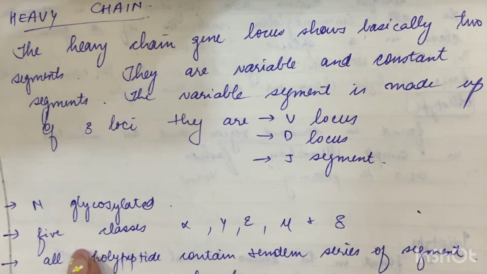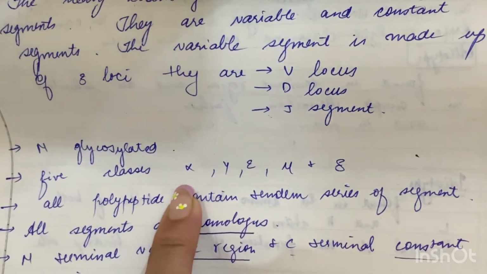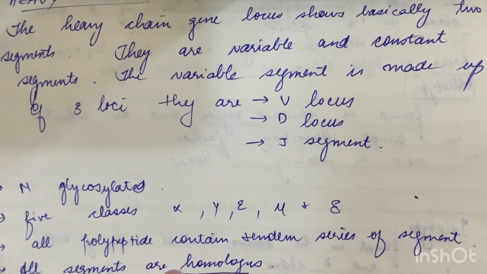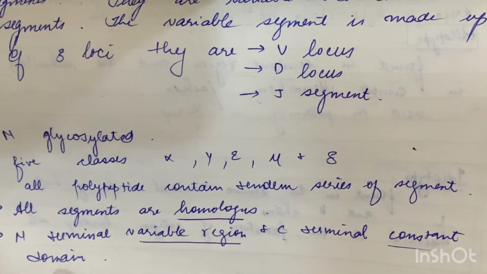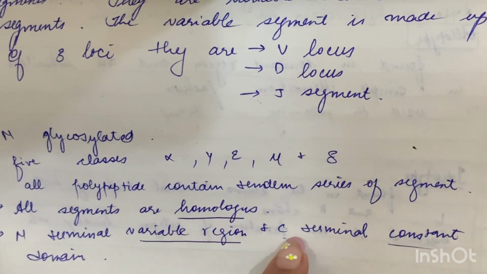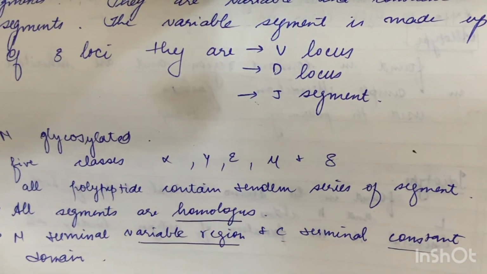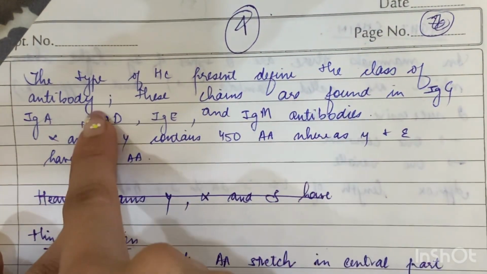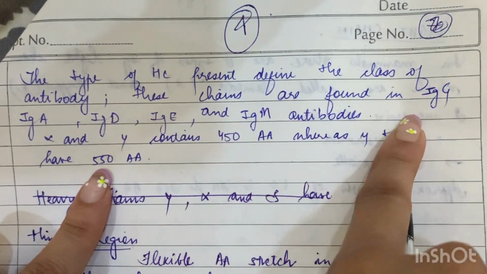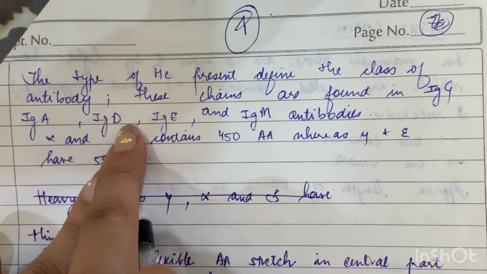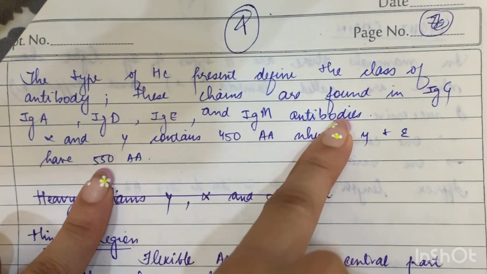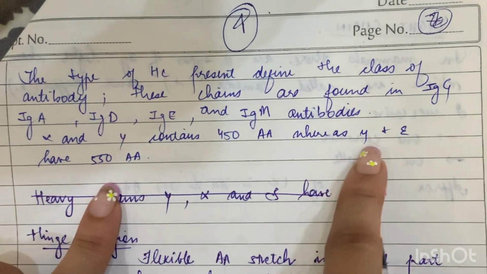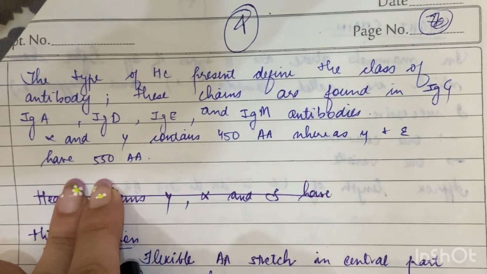Now there are five classes, they are given here. All polypeptides contain a tandem series of segments, and these segments are homologous. That means they are all the same. The N-terminal is the variable region and the C-terminal is the constant domain. The type of heavy chain present defines the class of antibody, and these chains are found on IgG, IgA, IgD, IgE, and IgM antibodies. Alpha and gamma contain 450 amino acids, whereas these contain only 550 amino acids.